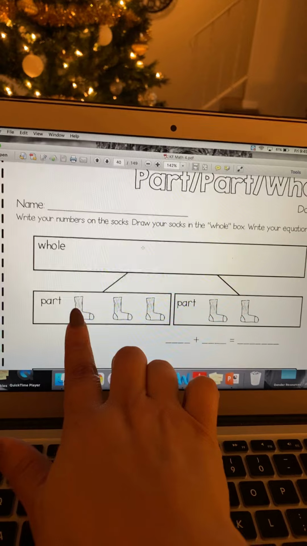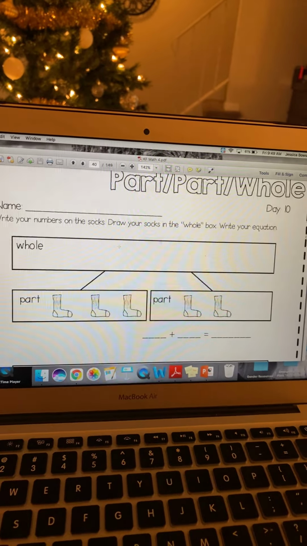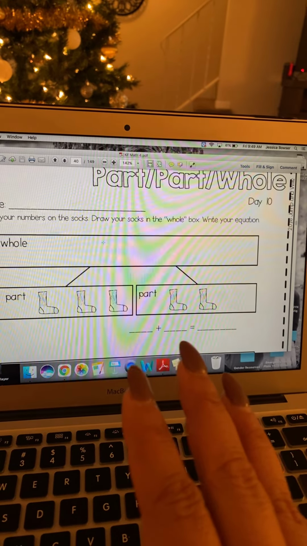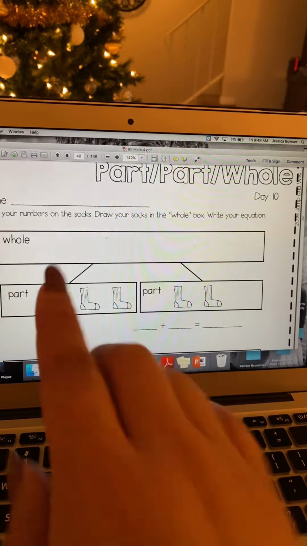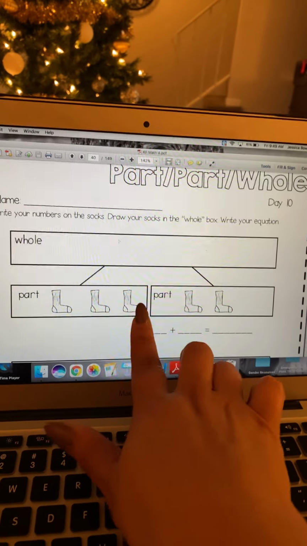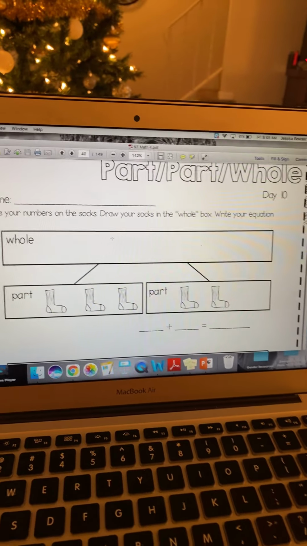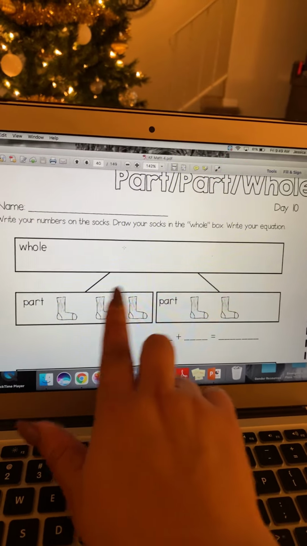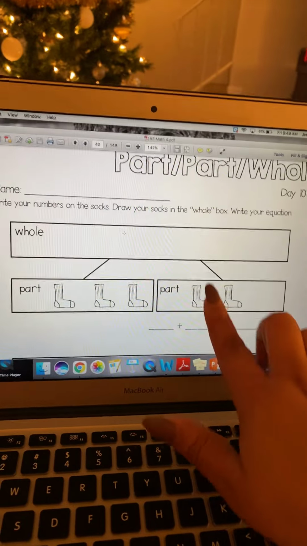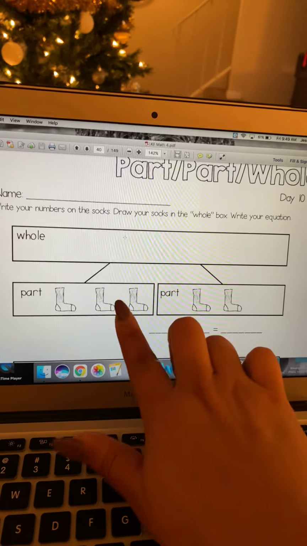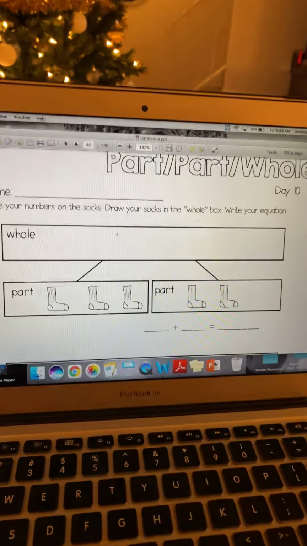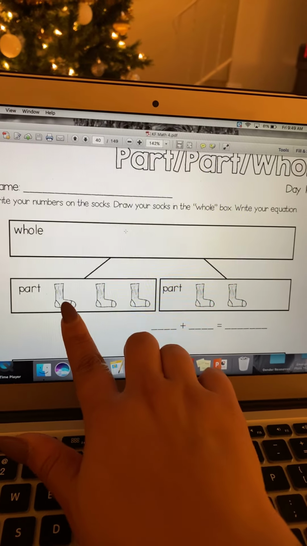And it looks like they're using socks, right? So one part has 1, 2, 3 socks. Are they using fingers? No, they're not. They're using pictures, right? They drew socks. Could you put your items on top of the socks to help you? Yeah. And some of you, it might be good if you put your items on top of the socks and then you could take your items and slide them up into the whole and see how many there are all together. Okay, so this part would be 1, 2, 3.